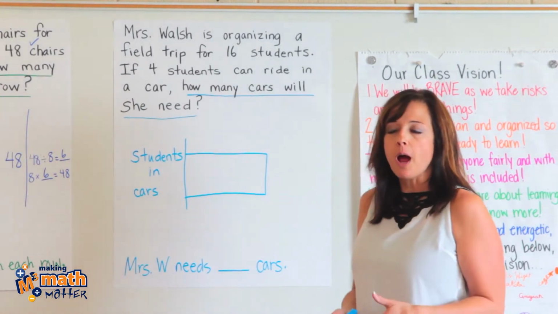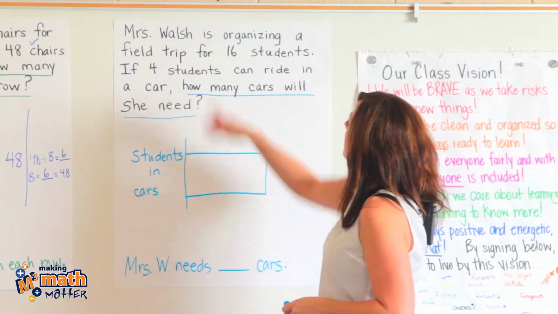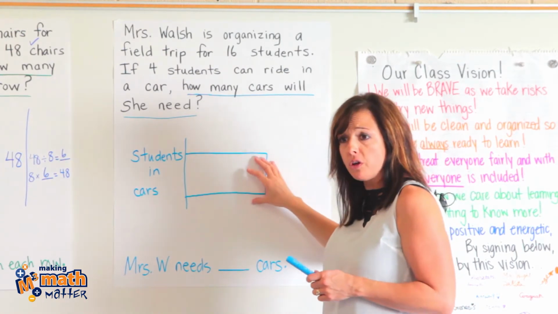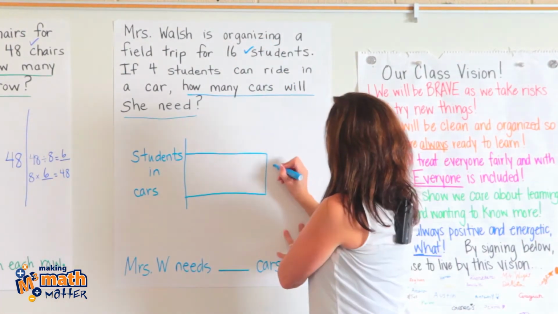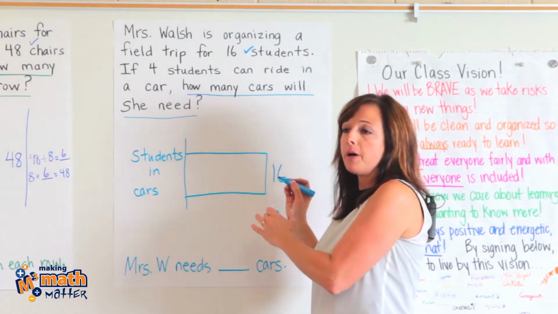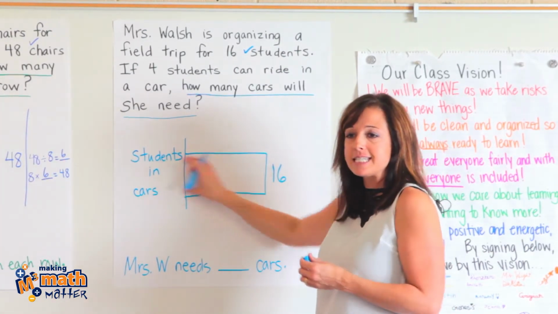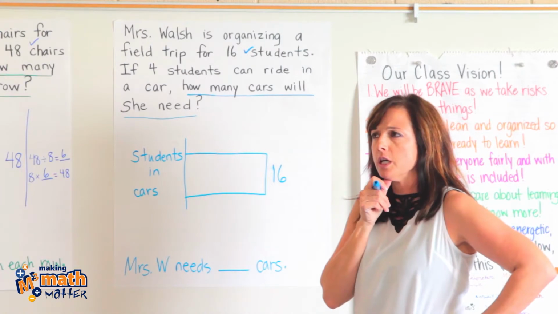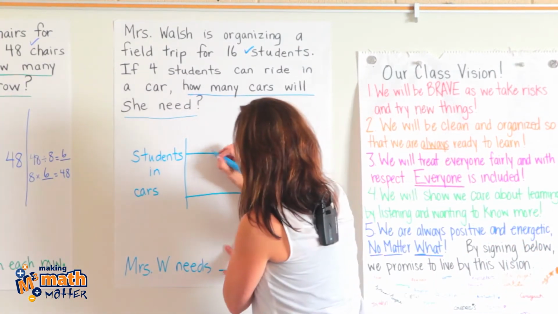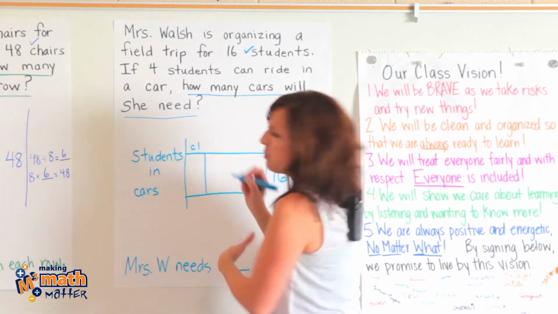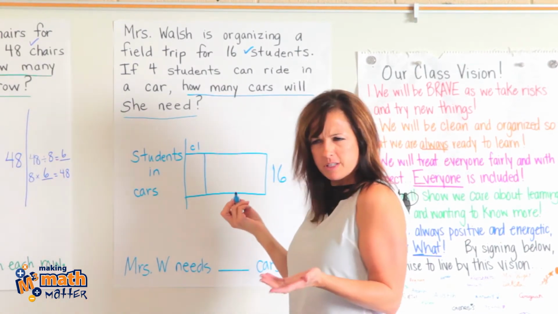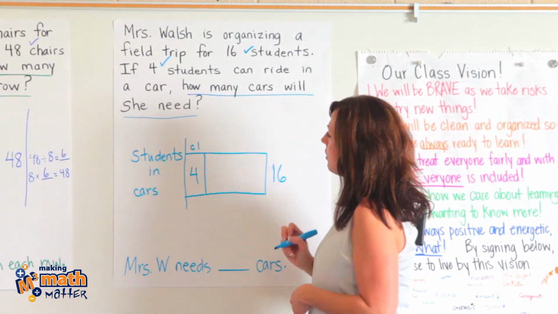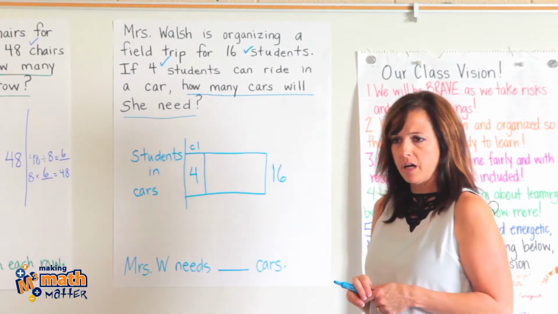Okay. So now let's go back through the problem and see what we need to put in our model. Mrs. Walsh is organizing a field trip for 16 students. So do I know how many students I have total? Sure. So what I have to do is put it at the end. If I know the total, I'm going to put it at the end, to represent this is 16 students. If 4 students can ride in a car, how many cars will she need? So here's car 1, right? I'll just put C1 for car 1. And how many students can ride in that one? 4, right?